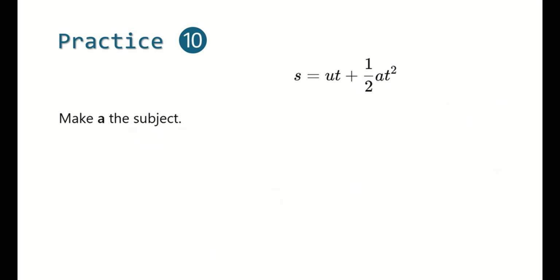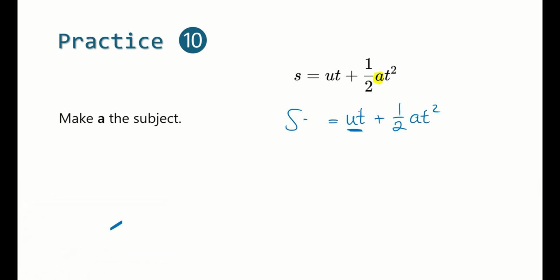What about this? This is maybe further practice on how to make A the subject. S equals U multiplied by T plus 1 over 2 A T square. I just copy paste. If you look at this, there is ut on the right side. This is addition, so we can minus both sides by ut as well.